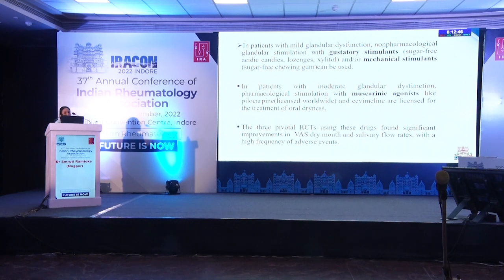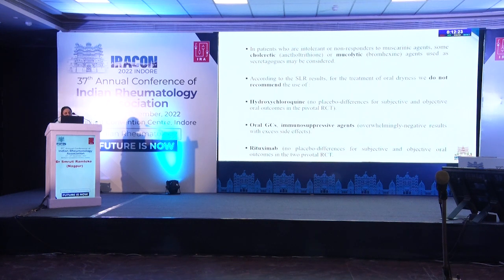Now, if the patient has moderate glandular dysfunction, we can use muscarinic agents like pilocarpine or cevimeline, which are licensed for the treatment of oral dryness. The 3 pivotal randomized controlled trials using these drugs found significant improvement in dry mouth and salivary flow rates, with a high frequency of adverse events. In patients who are not tolerating or are non-responders to the muscarinic agents, sometimes secretagogues or mucolytics like bromhexine can be used.